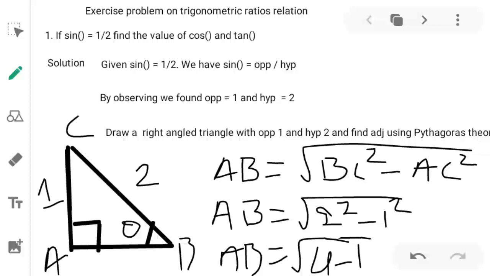Hello students, in this video I am going to give some exercise problems regarding trigonometric ratios. As you know, there are 6 trigonometric functions and they are related to each other. There are so many relations.